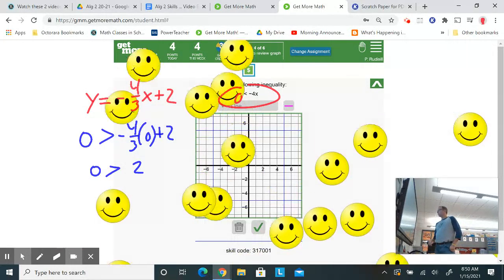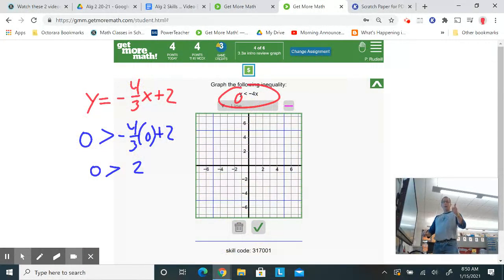Good luck. Just watch out for negatives.